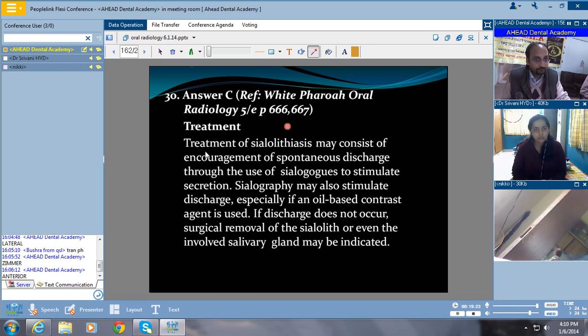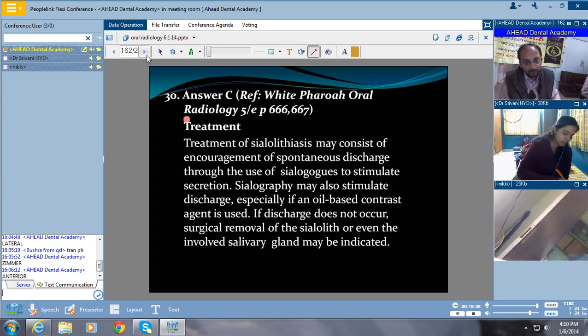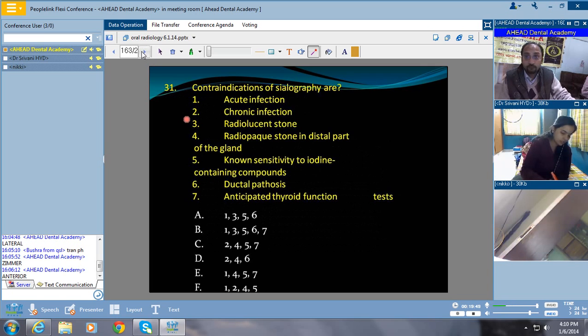Is it clear? Are sialoliths more common in the parotid gland or the submandibular gland? Submandibular gland. And sialadenitis is more common in the parotid gland or the submandibular gland? Parotid gland. So these are the two vice versa things which you need to remember: sialadenitis is more in the parotid gland, and sialolith is more in the submandibular gland. Okay.